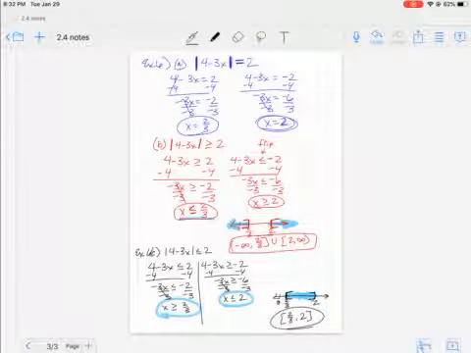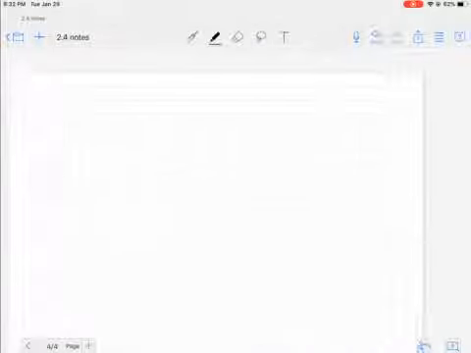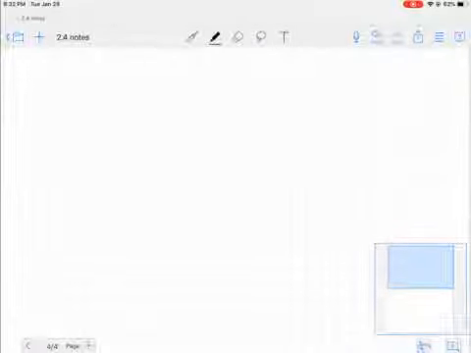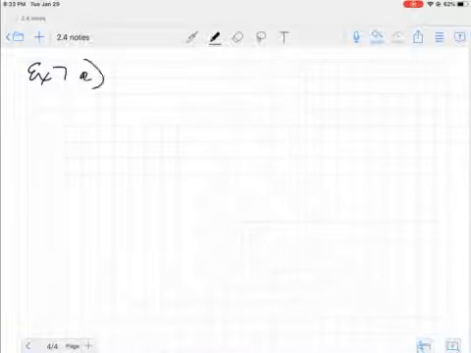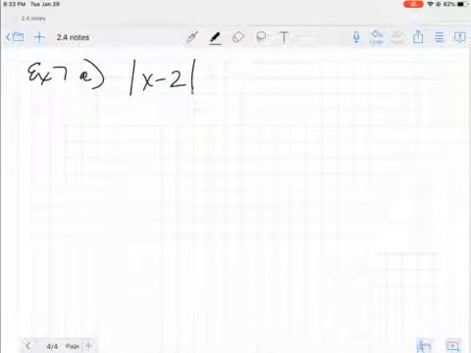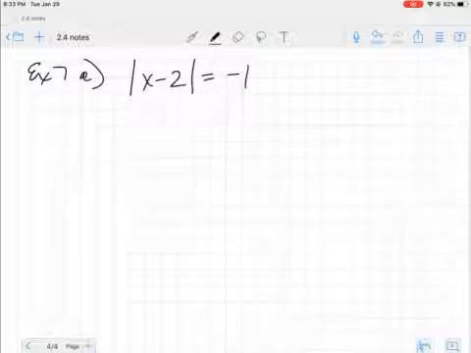Now, last but not least, I can't let you go without a special case scenario, right? That would be no fun. So, you get it right now. Check out what's happening here. Example 7a. I want to solve the absolute value of x minus 2 equals negative 1. Excuse me.